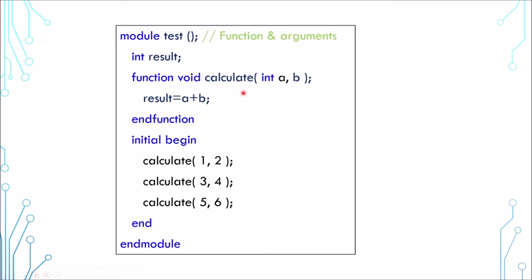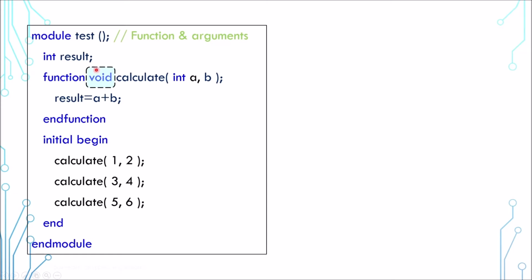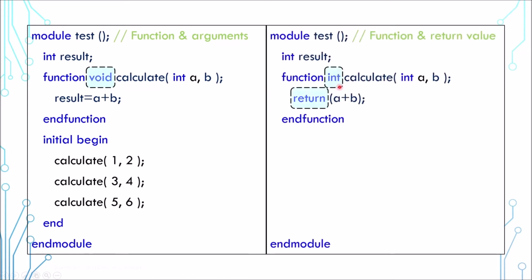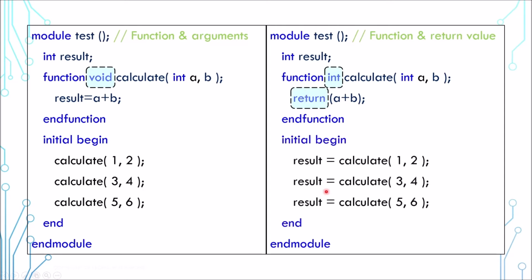And now the keyword void. The syntax here means return type, and void means the function does not return anything. You can change it to return value such as int, and then you have to change the function call like this. The function with return value looks more complicated, but it has an advantage.